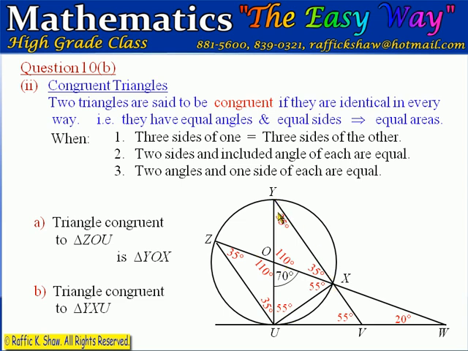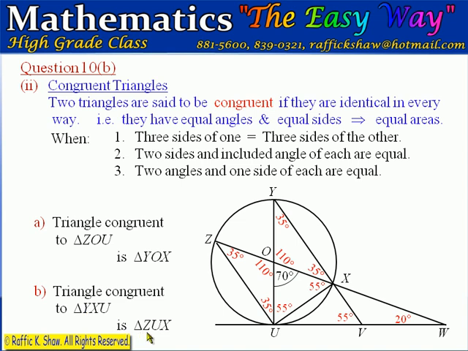YXU are both satisfying condition 3 for congruent triangles. They have two angles and one side equal, right? The diameter here is equal to the diameter here. The 35-degree angle here is equal to the 35-degree angle here. The 55-degree angle down here is equal to the 55-degree angle here, and therefore the triangle that is congruent to YXU is triangle ZUX. And we can write that.